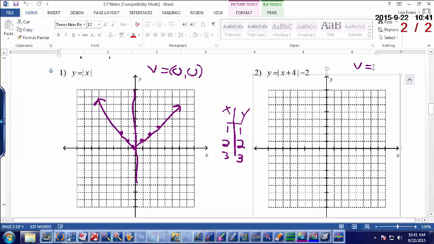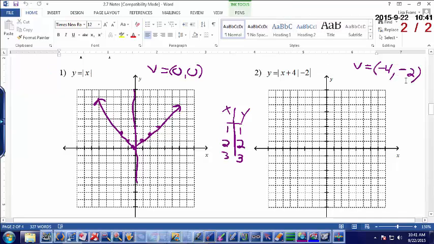The vertex is -4, -2. Now, how did I get that? Remember, our original equation has the absolute value of x minus h. So what would h be if inside it's a positive 4? It would be the opposite, so it would be -4. And then our k is exactly what we see, so -2. Go ahead and plot this point, -4, -2.